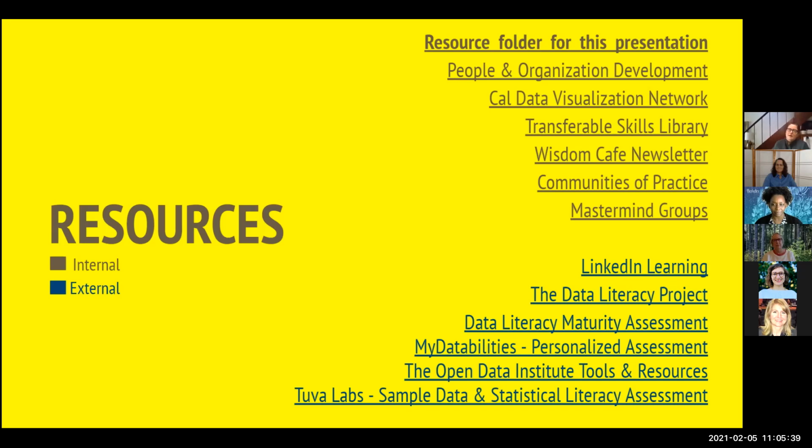Oh, and then the People and Culture team, which I guess I should change the name of that now. Basically there's a whole cluster of growth opportunities for campus through their thing. Some of their things are through their website. Some of their example things are the Wisdom Cafe newsletter, which is super helpful. And they put together a thing called the Transferable Skills Library, which I thought was very interesting.